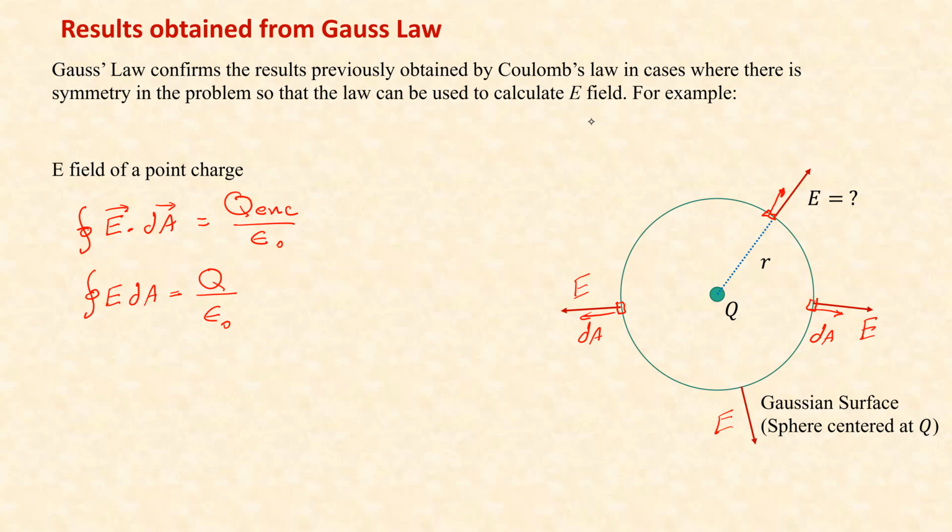Somebody is asking, dA is perpendicular because it has to go outward? No, that was the convention. Remember, dA is always perpendicular to the surface, and it is outward. All right.